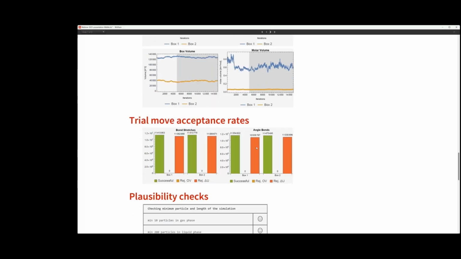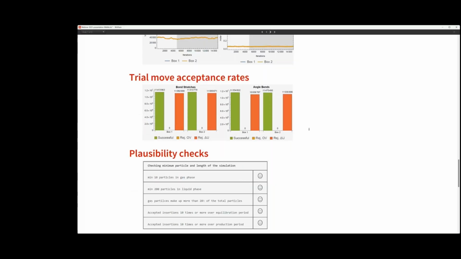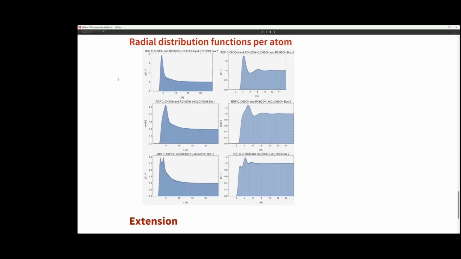What is also important are plausibility checks regarding the final particle numbers in the respective boxes, as well as the accepted insertions over the equilibration and production period. And finally, the radial distribution function for each atom species can be checked visually, giving an impression about the structure of the vapor and liquid box in terms of the local density at some distance from a reference atom.